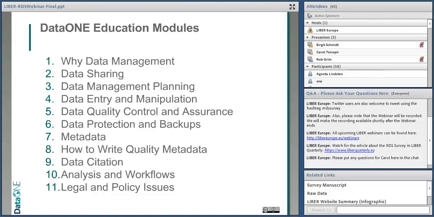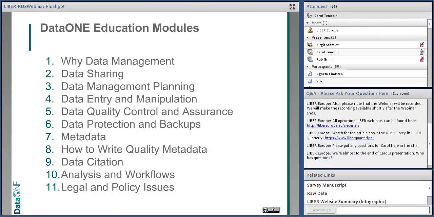Why should researchers be interested in data management? Why data management is important? Some things about data sharing, data management planning, and you can see the others there. I should mention these are developed in the U.S., so the legal and policy issues are U.S.-centric. These are things that you would want to adapt for your particular environment.